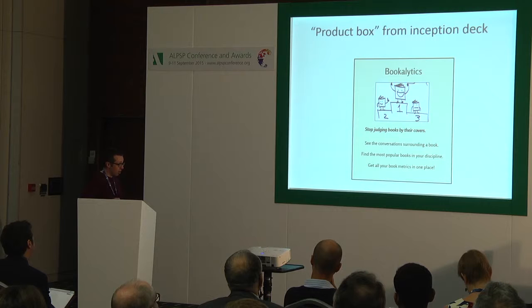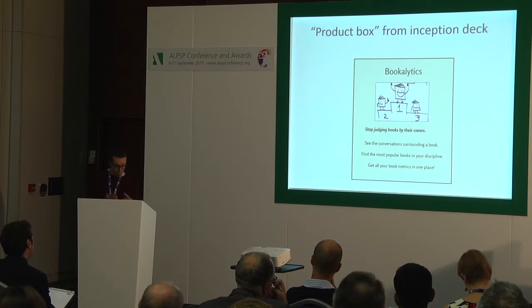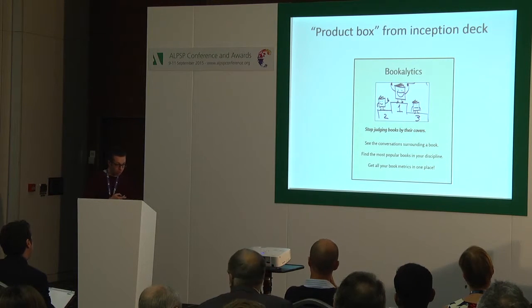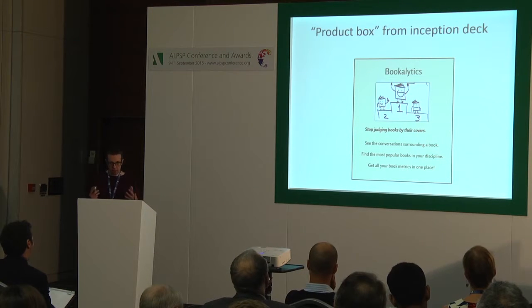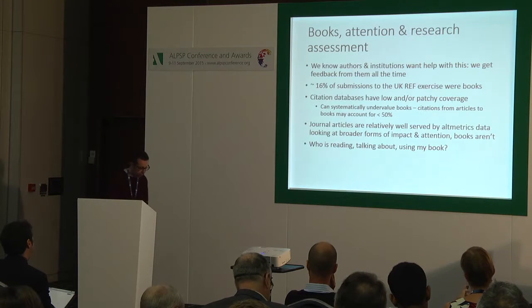Maybe a little bit more competitive than it turned out, but: stop judging books by their covers. Let's produce something that lets you see all the conversations around a book, not just a research article, which is what we've done before with Altmetric. Go beyond just a single book, find the most popular books in your discipline, that kind of thing. And importantly, aggregate a lot of different kinds of metrics and data in one place.